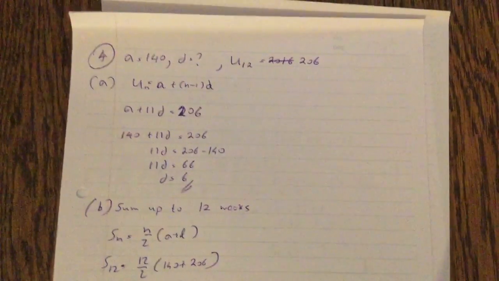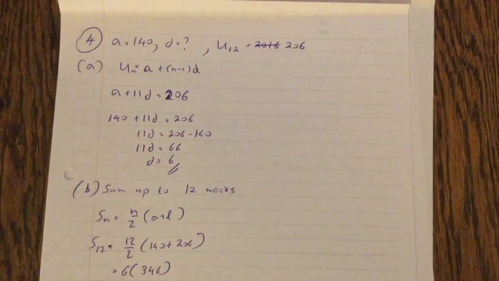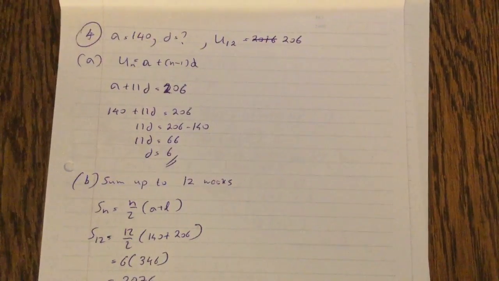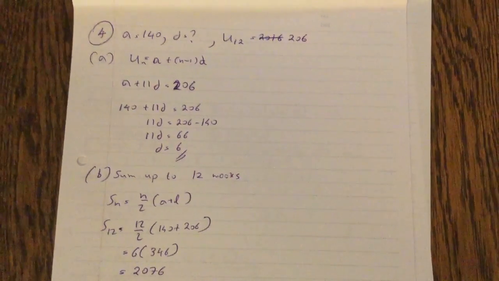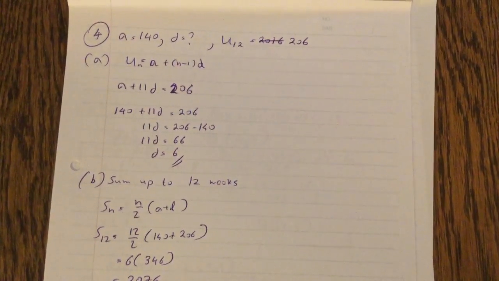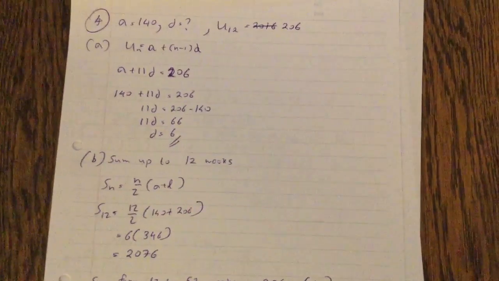Okay, so let's go to question 4. Question 4 is a sequence question. So the first term is 140, the common difference is what we need to find. The 12th term is 206, so u(n) equals a plus (n minus 1)d, so a plus 11d equals 206, so d works out to be 6 when you simplify it.